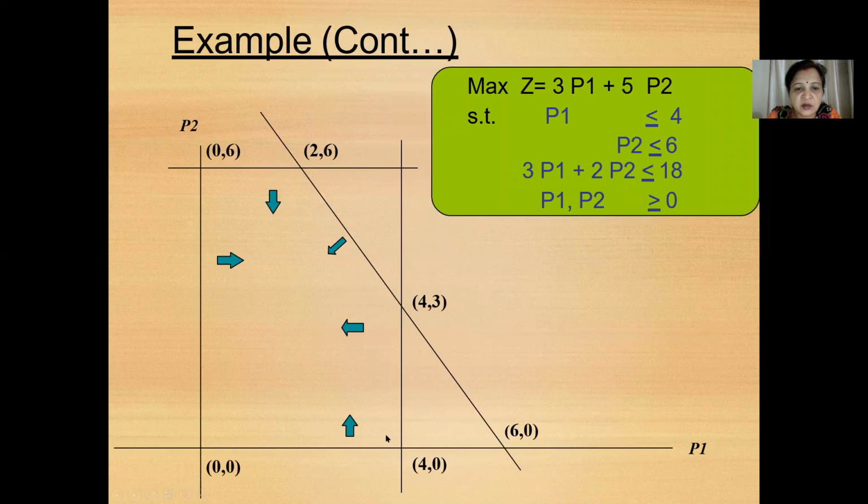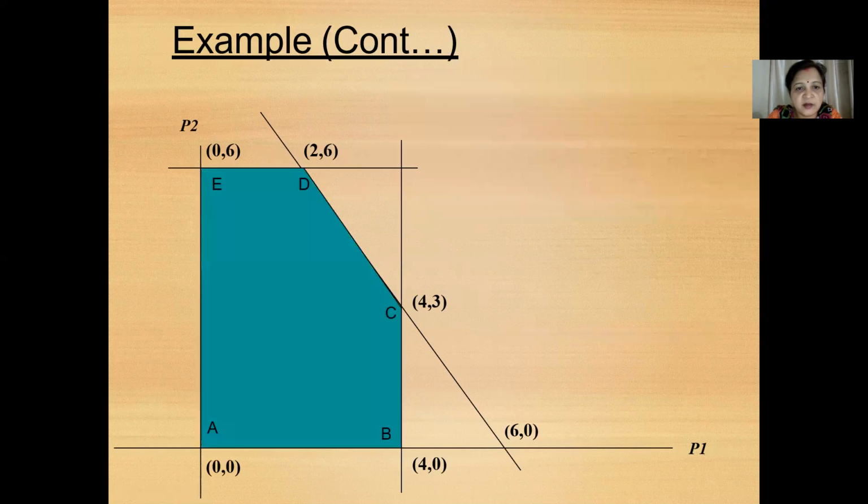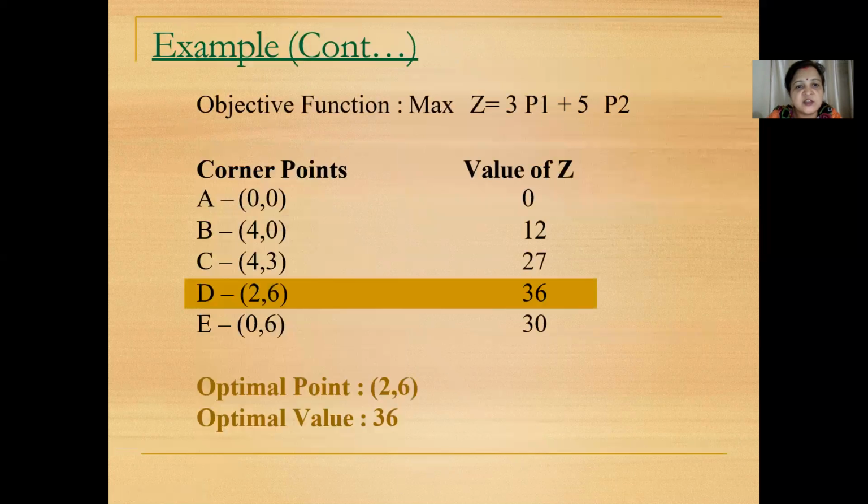In this case also we can see this is the feasible region where a solution is possible, and we get the corner points of this feasible region. On putting the values of these corner points in the objective function, we get that at the point D, (2, 6), the value of z is 36, which is maximum. So the optimal point is (2, 6), and the optimal value is 36.